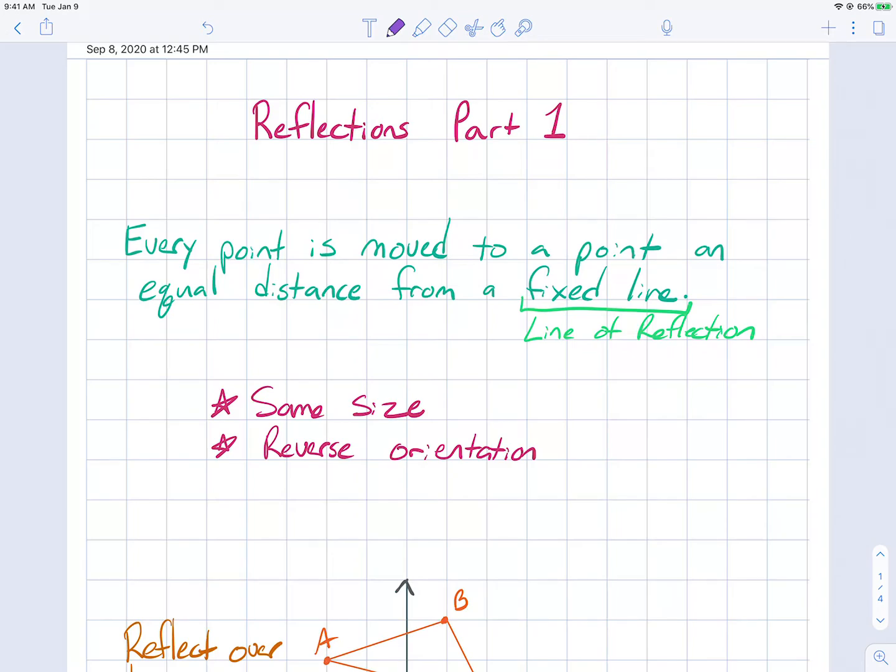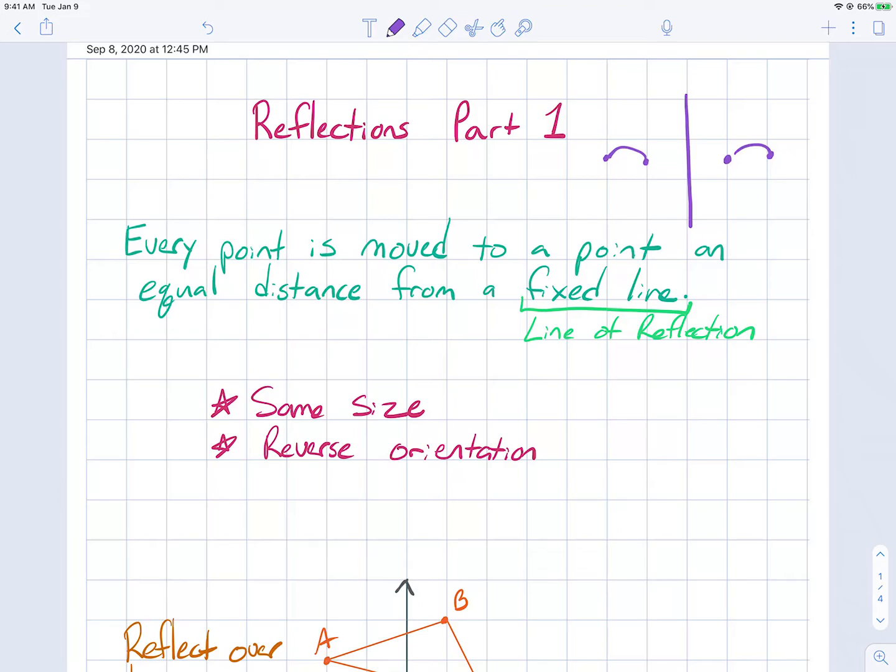Reflections Part 1. So for a reflection, every point is moved to a point an equal distance from a fixed line. The line is the line of reflection. So for instance, if this is your mirror and you happen to be standing right here, then your reflection will look like it is standing the same distance from the mirror. So if you were to take a step back, then your reflection would take a step back. So you are the same distance from the mirror as your reflection.